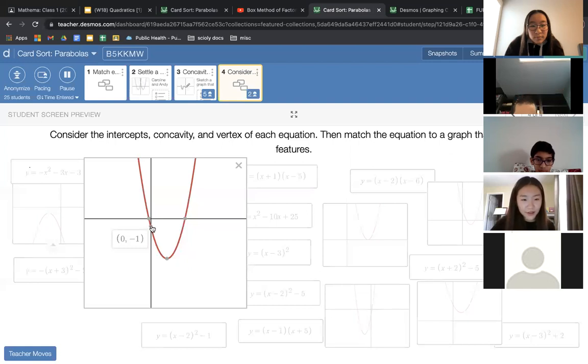Or no, it was not 0, 0. It was a little before. Okay, so there's a y-intercept at -1. The vertex is 2, -5. How about we use that?